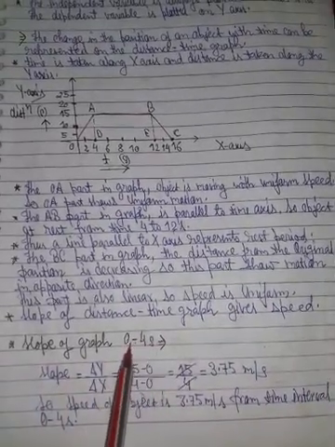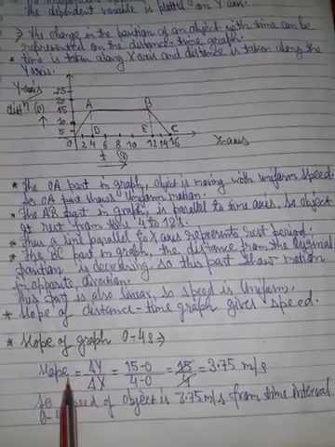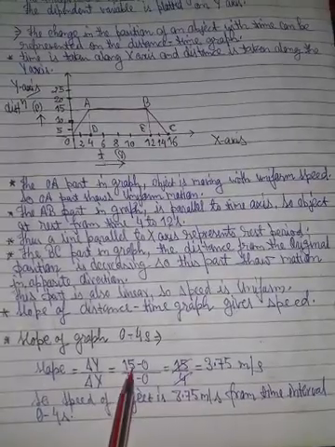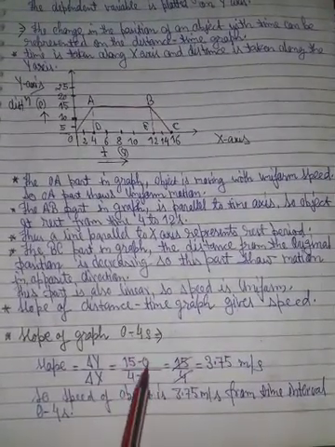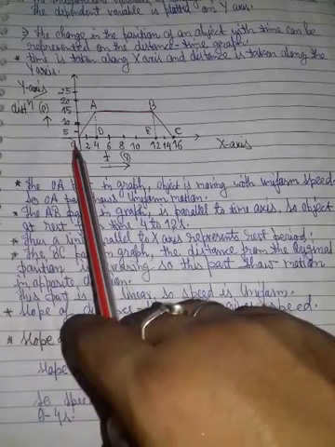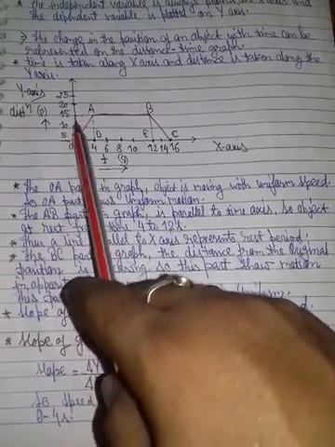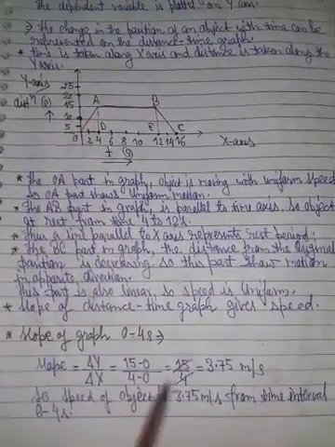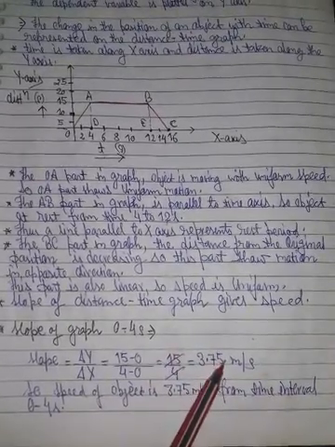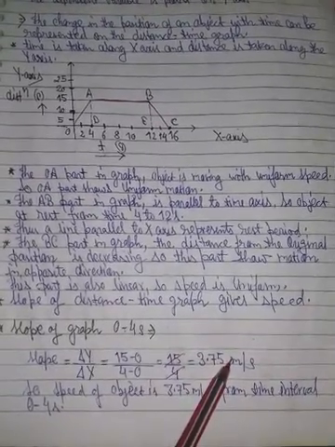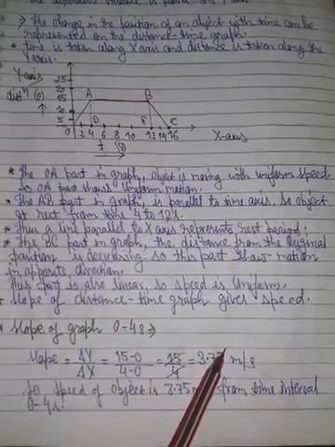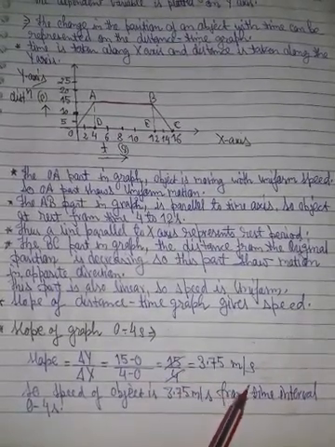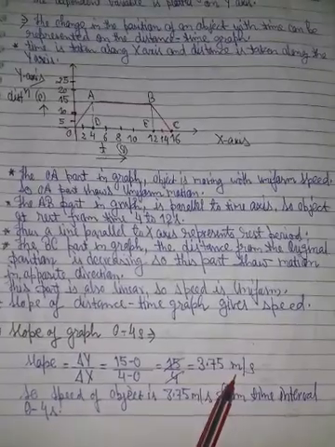The slope of the graph from 0 to 4 seconds is the change in y-axis upon change in x-axis. Change is final minus initial, that is 15 minus 0. The initial value at 0 is 0 and the final value at 4 seconds is 15. So the change is (15 minus 0) upon (4 minus 0), that is 3.75, and this value is the speed, because this graph is between distance and time. So the speed of the object is 3.75 meters per second in the time interval 0 to 4 seconds.